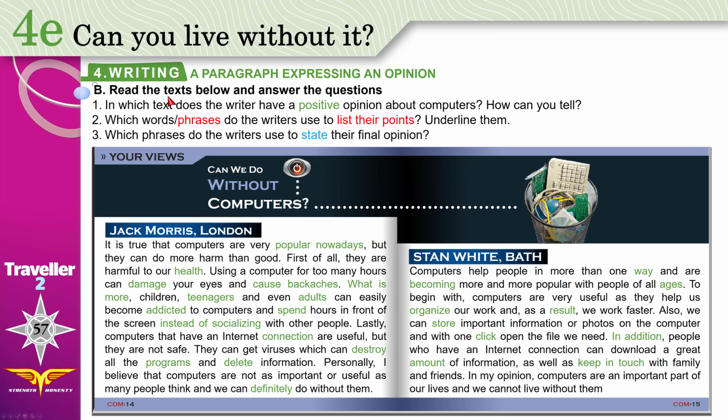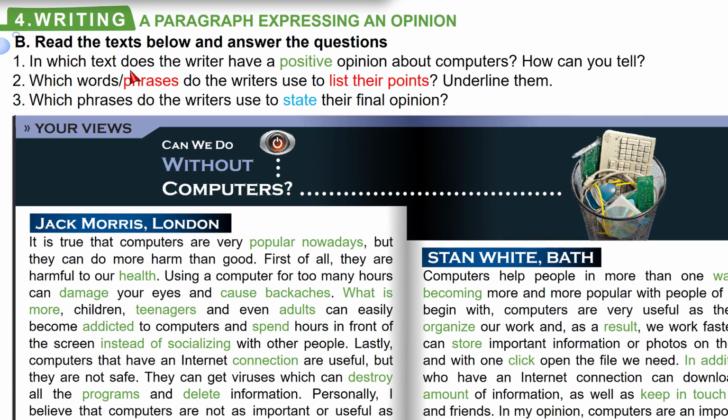B. Read the texts below and answer the questions. 1. In which text does the writer have a positive, a good opinion about computers? How can you tell? How exactly can you tell that in this text or this text? We have two texts written by different people. That this man or this man say that computers are good, positive opinion.